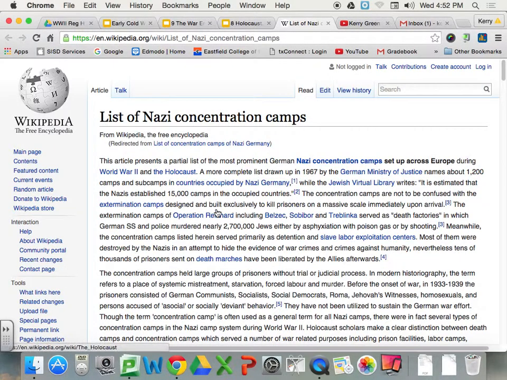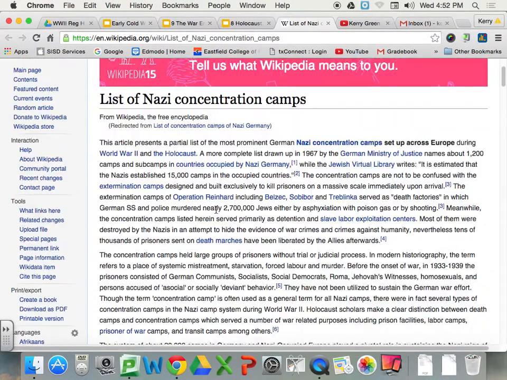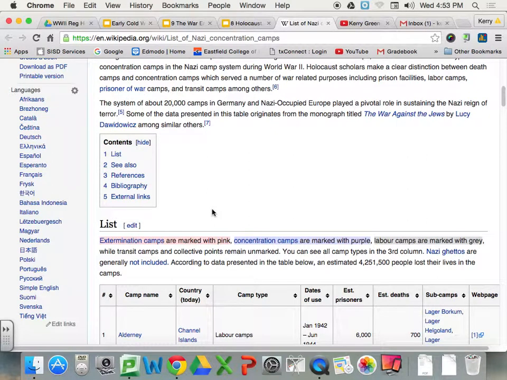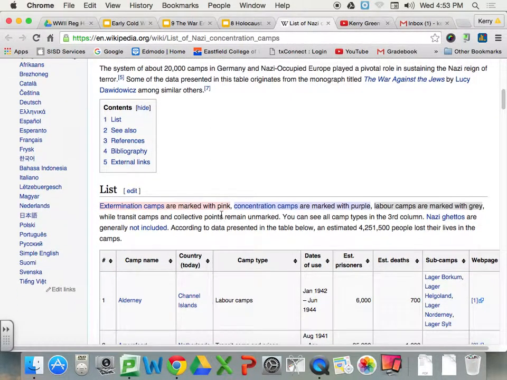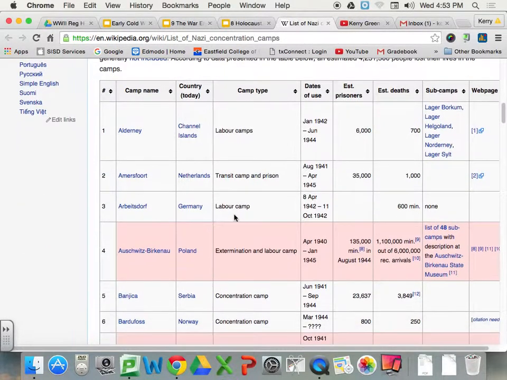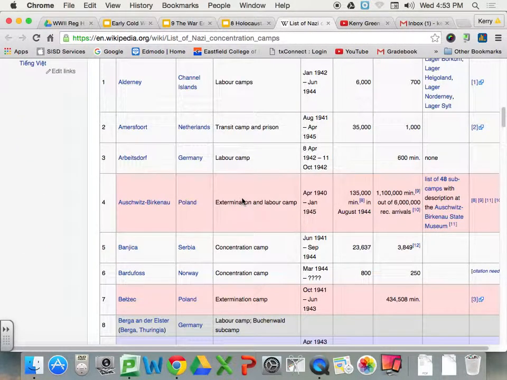But the concentration camps, because we're U.S. history, we don't really focus as much on what the Holocaust was about and what the causes were. We just barely touch on it. What I want you to grasp is that American soldiers, with the success of the invasion of France and as they start moving into Germany, discover what was happening.